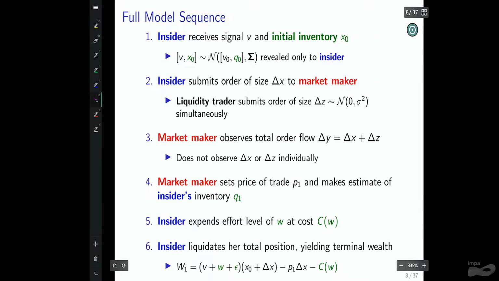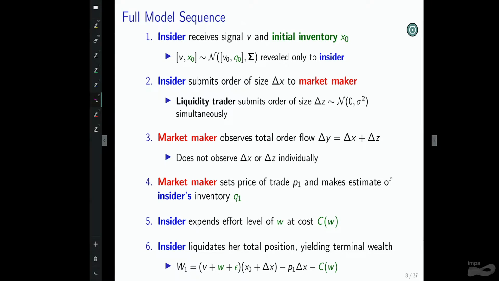Okay, so this is a slide that I had a couple minutes ago. It's exactly the same. Can you see that some things are in green? Yeah, okay, so the green sticks out. All the green terms are the new ones that represent things that we've added to the standard Kyle model. So in particular, the insider receives a signal V, but also an initial inventory which is random. Well, it doesn't have to be random, okay? So V and X are a bivariate Gaussian vector. The variance of X could be set to 0. Everything kind of still works out here. But again, it's key that this is revealed only to the insider.